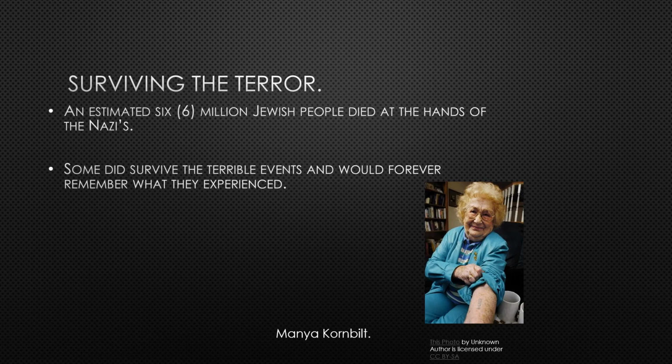This woman here, her name is Manya Kornbild, I believe. It's a little hard to see, but she's showing a tattoo. It's a number that Jewish prisoners were tattooed with by the Nazis when they got to the concentration camps. This is how they were known as prisoners, not by their names but by their numbers. So here's an example of someone who survived the horrible things of the Holocaust. But again, many innocent people died during the Holocaust because of certain policies and views that they weren't equal.